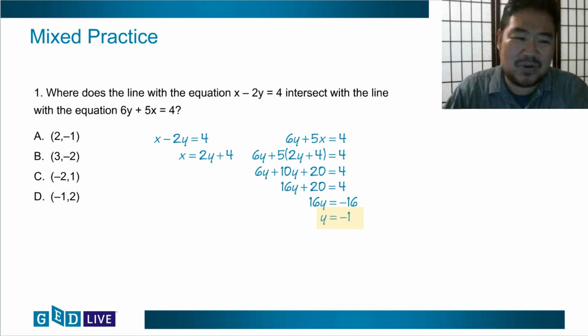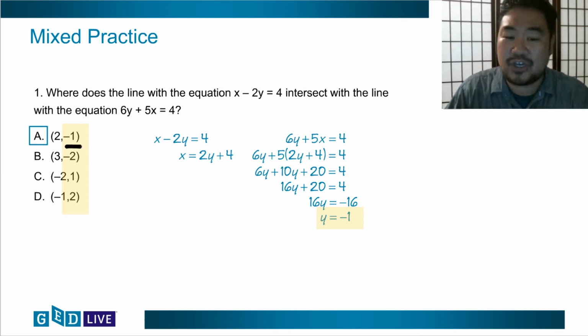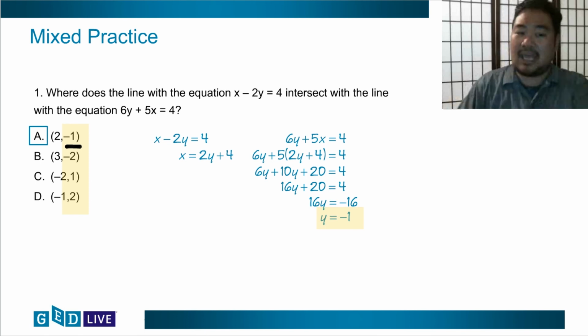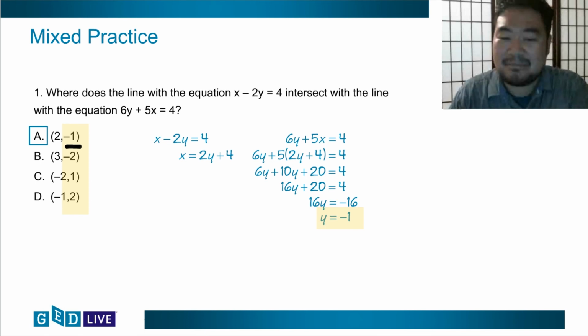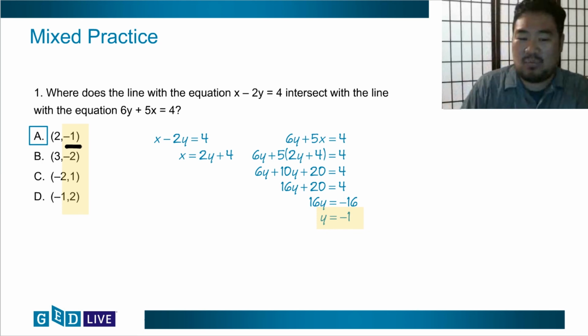If you look at those four choices, there's only one answer choice that has negative 1. So therefore, this is actually a good opportunity to encourage some saving of time here. Choice A would be the correct answer. Because yes, exactly, A is the only one with negative 1 for y.